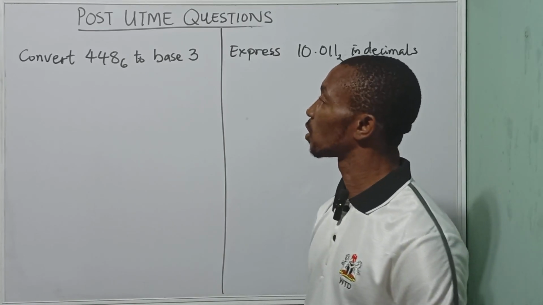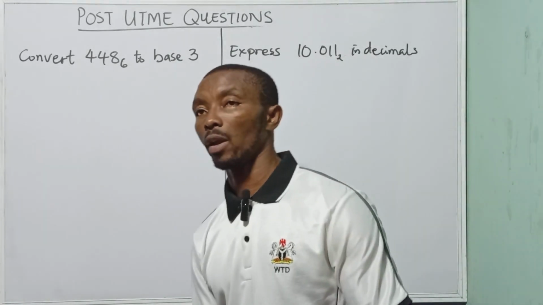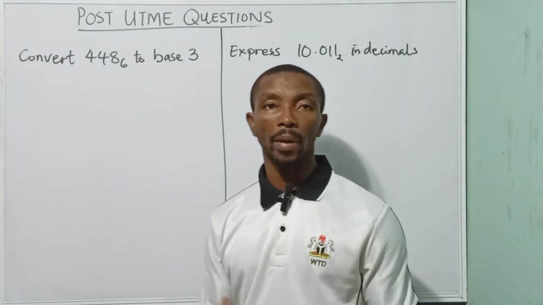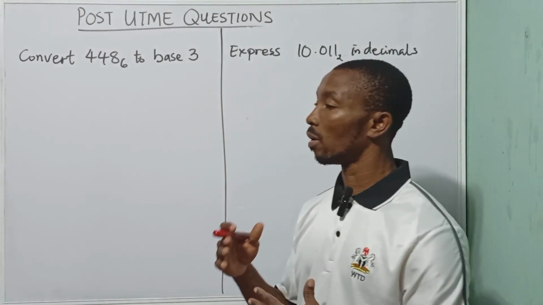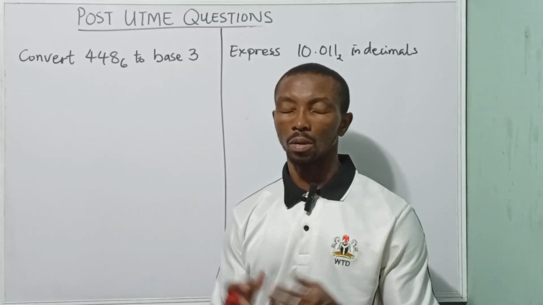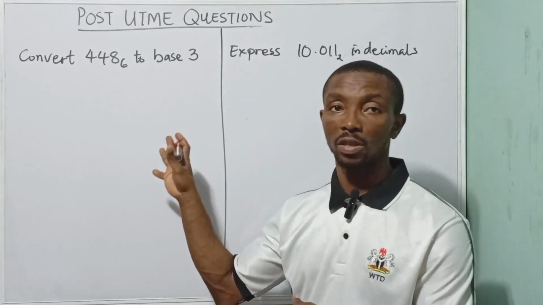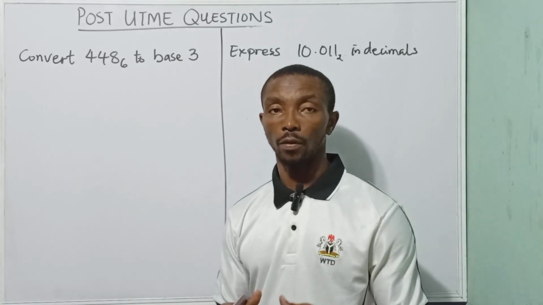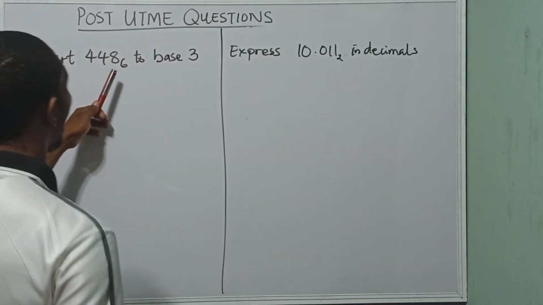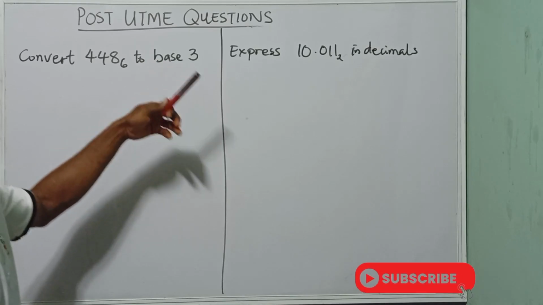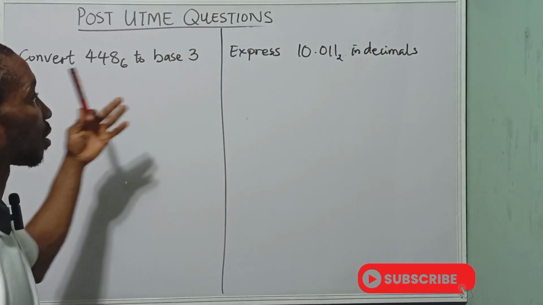Our next set of questions says, convert 448 base 6 to base 3. Now, in converting from one base to another, we convert in two methods. We have the expansion method and the division method. And by the way, we've done a detailed video on the binary system. Ensure you check our channel for the full video. Now, since we have 448 in base 6, to convert to base 3, we'll first of all convert to base 10. Then we convert to base 3.